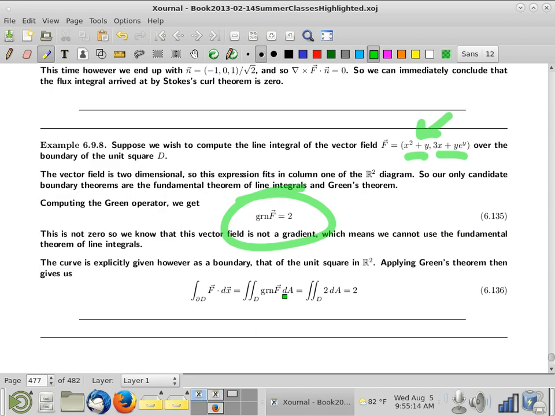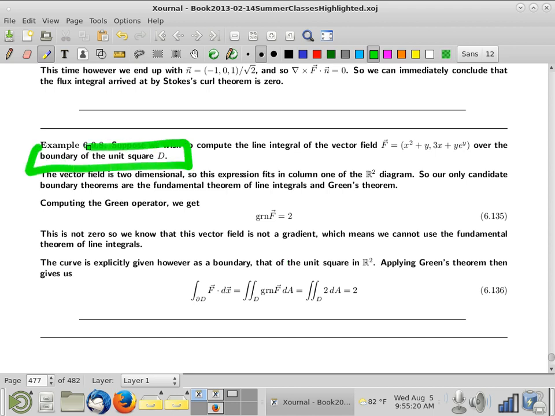So what is our alternative? Well, fingers crossed, hopefully we can use Green's theorem. We're looking at the boundary of the unit square. Is that a boundary? Well, yeah, it's given as a boundary. So I can use Green's theorem instead. Green's theorem says I can rewrite the line integral around the boundary curve as a double integral of Green's operator. Conveniently, we've already computed Green's operator. It's 2. Easy integral, done.